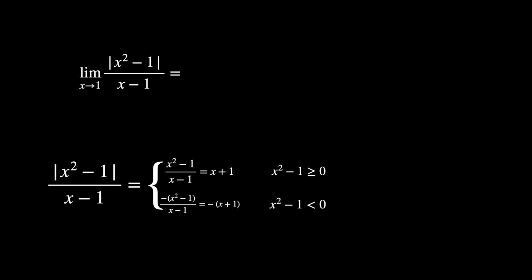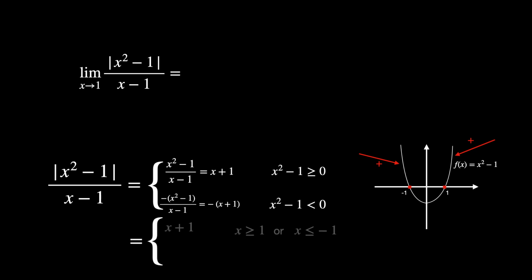To solve this one, we need to find the sign of this function x squared minus 1. And the best way, or maybe the easiest way, is to just study the graph of this function. X squared minus 1 is a quadratic function. Zeros are negative 1 and 1. So you can see this function is greater than or equal to 0 when x is less than or equal to negative 1 or greater than or equal to 1. So this is where x squared minus 1 is greater than or equal to 0.